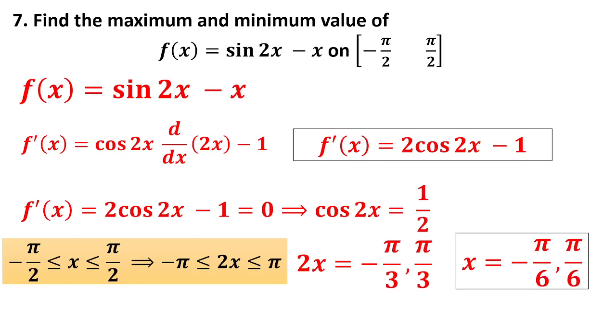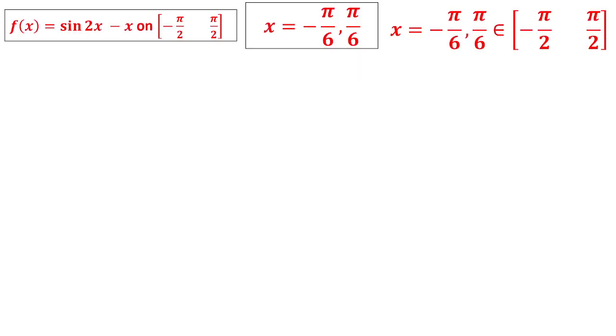Therefore, x is minus pi by 6 and pi by 6. Therefore, this minus pi by 6 and pi by 6 lies between minus pi by 2 and pi by 2. Therefore, we have to consider these values to get the maxima and minima.